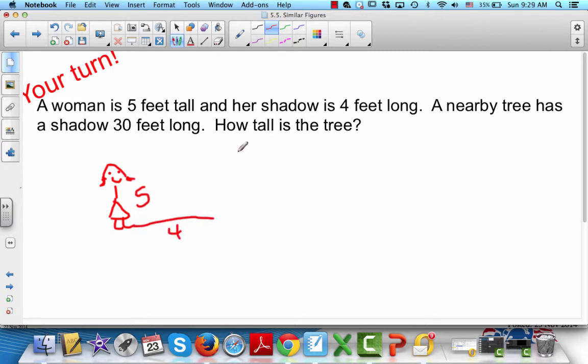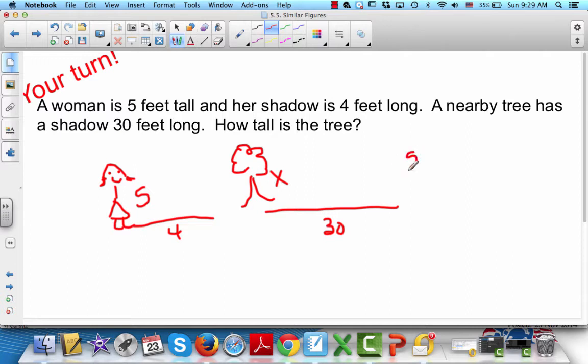A nearby tree has a shadow that is 30 feet long. And they want to know how tall the tree is. So you figure that out now. See, it's important that you draw a diagram. You go ahead, pause the video.